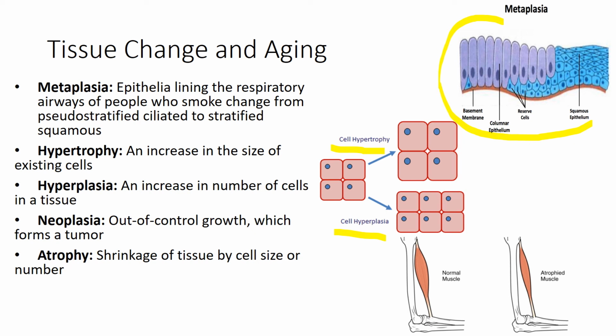Neoplasia, this is out of control growth, and usually is the result of a tumor, sometimes benign, sometimes malignant, depending on the severity and also what tissue it has affected.